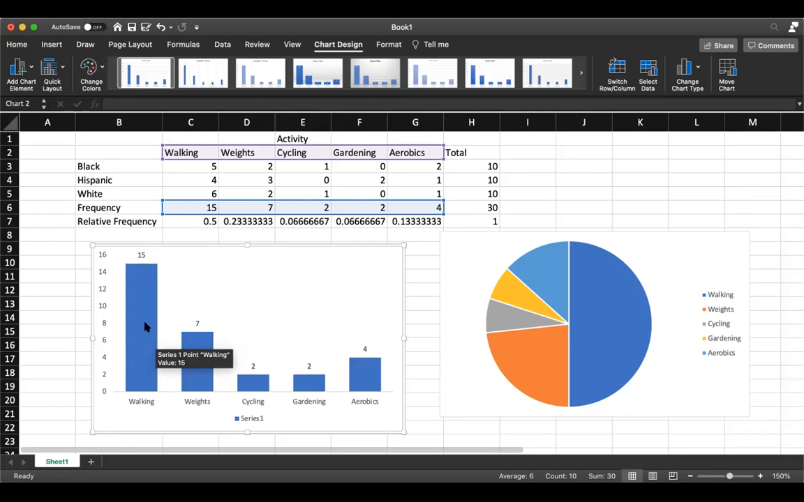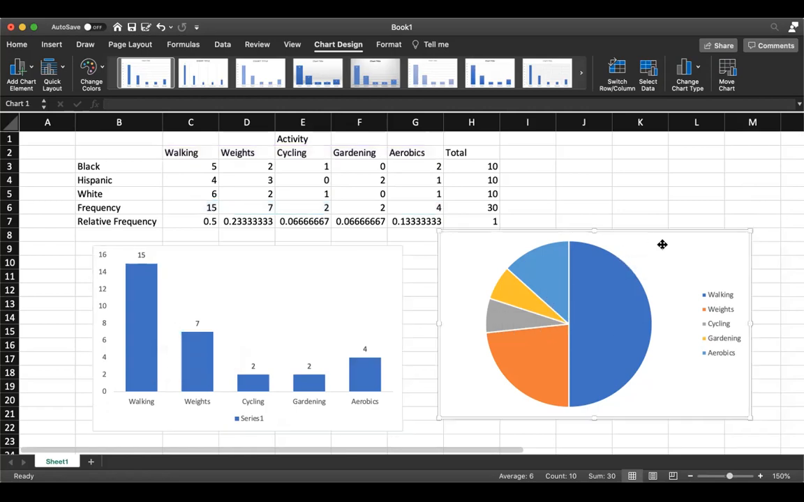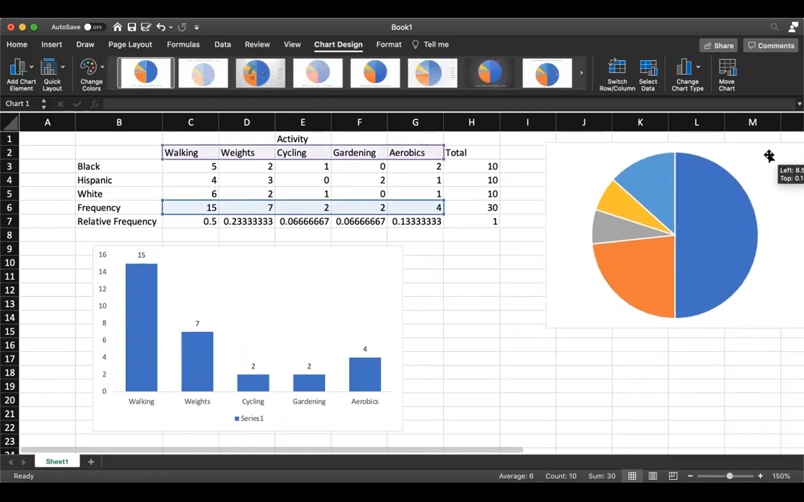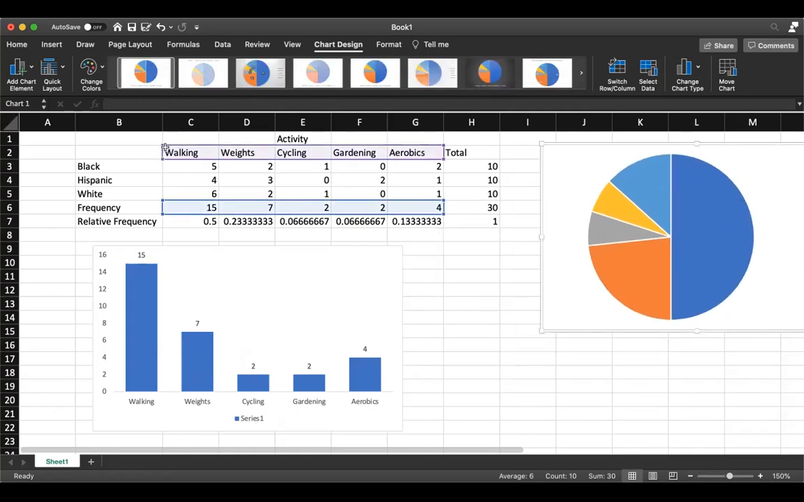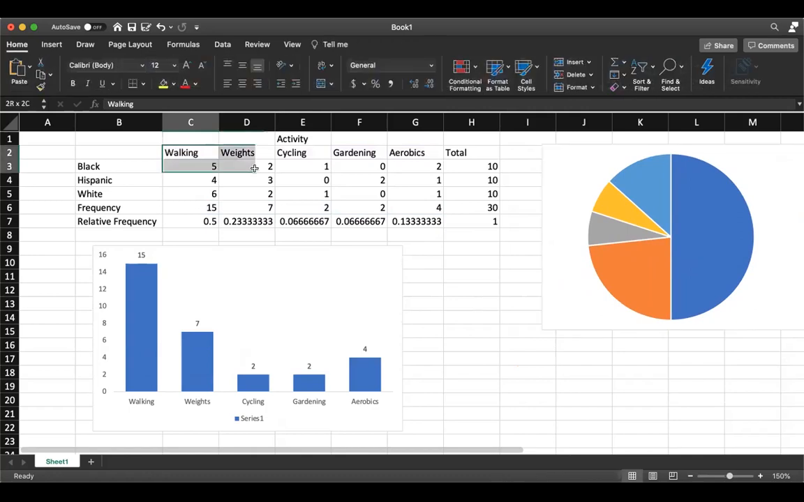But we want to make a Pareto chart. We want a Pareto chart with this data, right? Or actually first, yeah, let's make a Pareto chart first. So with the Pareto chart, you're going to highlight these, and Excel actually has a Pareto chart function.